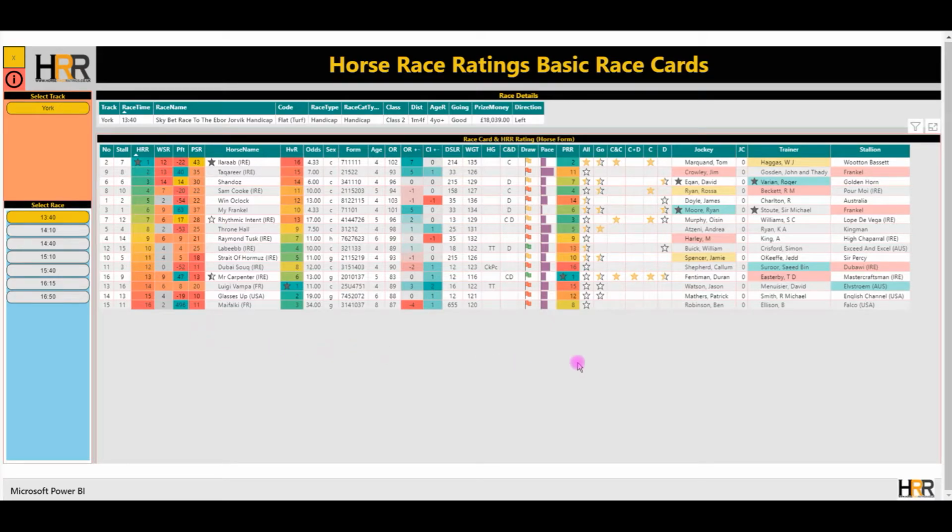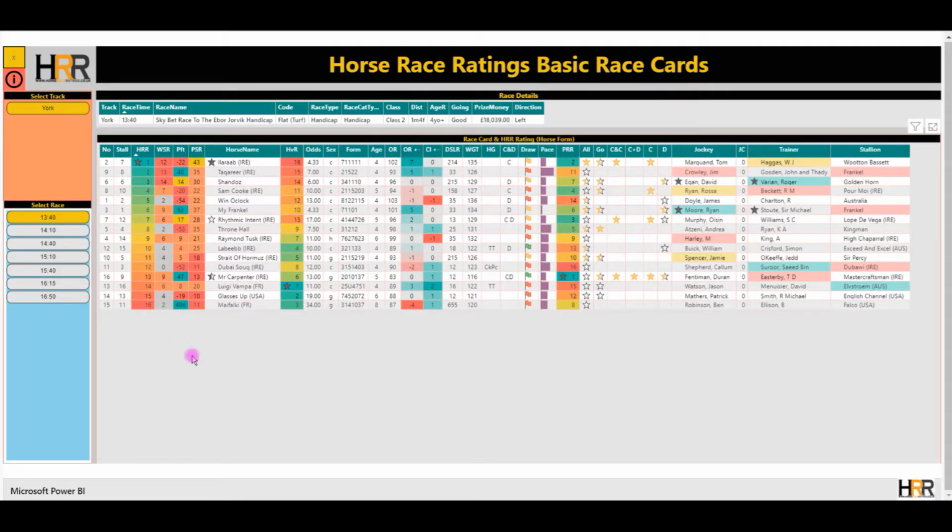So across all the various rating categories that you don't get on the basic race cards, this gives you the overall value rating, so the highest profit combined across all the various rating categories that Horse Race Ratings has. Sometimes, obviously, you get quite a high strike rate from an HRR perspective regardless of where the horse is rated. So in this particular race, Luigi Vampa is rated number 14 in this type of race.